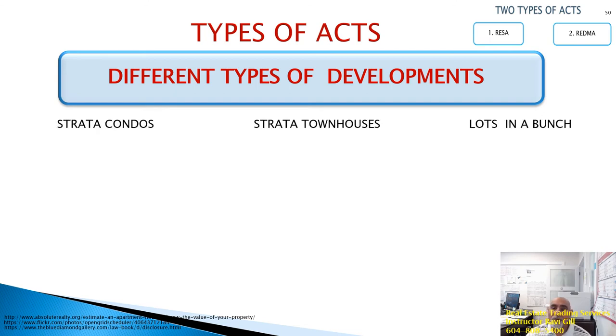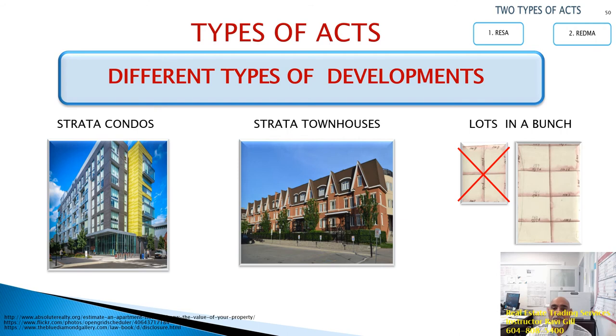Okay, when you have the types of acts, remember we have RESA and the other one is REDMA, which is for the developers. We're going to start talking about REDMA now. Okay, in terms of REDMA, we have what's called developers. Well, what are developments? There are things called strata condo developments.